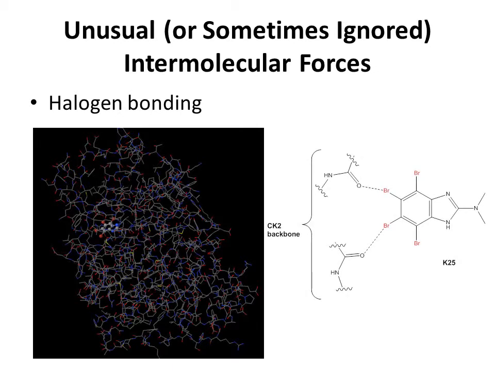The red atoms in the ball and stick model are actually bromine atoms, and they're interacting with the backbone of CK2. Now our inhibitor is known as K25, so it's the first in a lead set of compounds for development of inhibitors of CK2 that could be used as potential anti-cancer drugs.